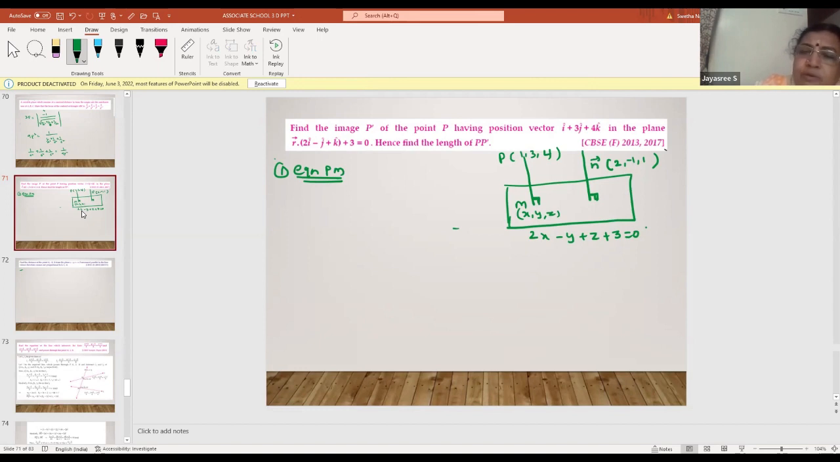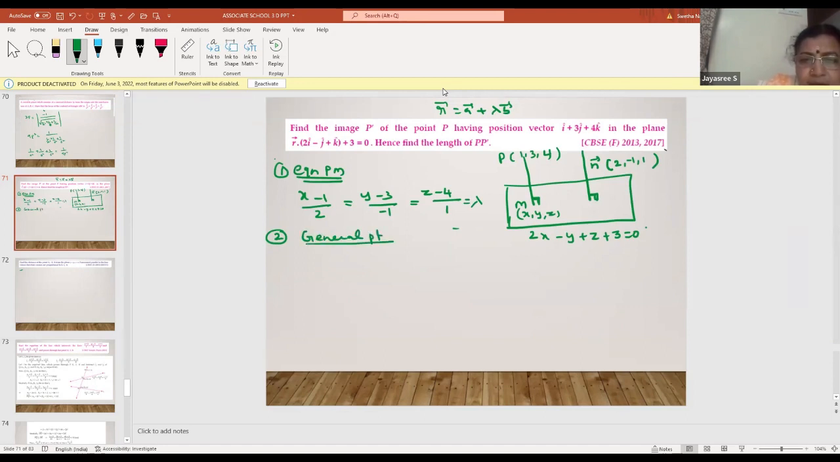Then observation: when the equation of the line is to be written and a point and the direction are given, r vector is equal to a vector plus lambda b vector. In Cartesian form, x minus 1 is the direction ratio, here y minus 3 is a direction ratio, here z minus 4 is a direction ratio. And the parallel concept is a1 by a2, b1 by b2, and c1 by c2 are equal. That is the first step.